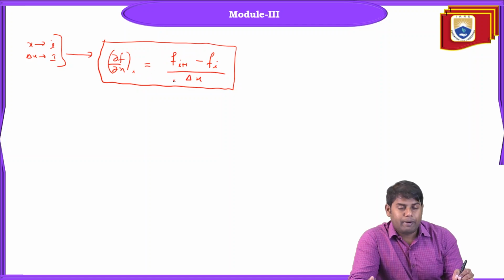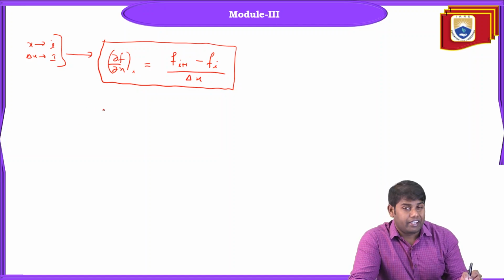Let us expand it to 2D. How do we expand it? Let us see the continuity equation. Why are we actually deriving first order derivatives?